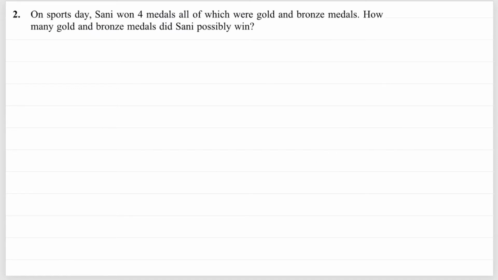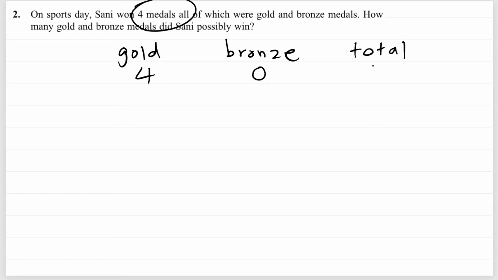Now on a sports day, Sunny won 4 medals all. Ini total 4 medal di total, which were gold and bronze. You have gold, then you have bronze. So how many gold and bronze medal did Sunny possibly win? So boleh jadi dia menang ke-4 tu emas, maknanya bronze dia kosong lah. Sebab total dia akan sentiasa dapat 4. Okay, dia akan sentiasa dapat 4 kat sini.